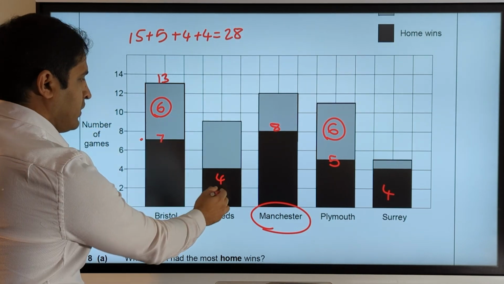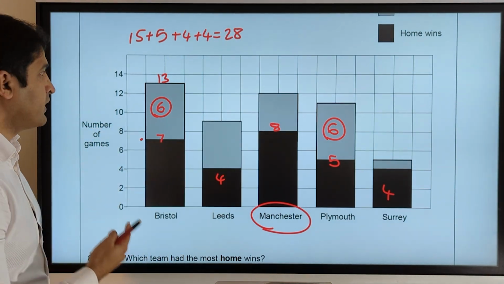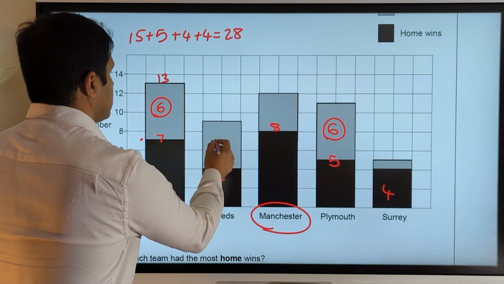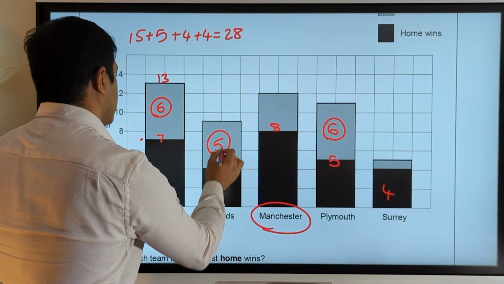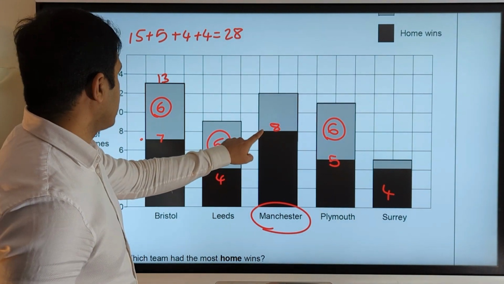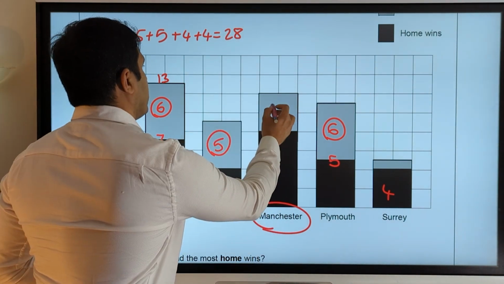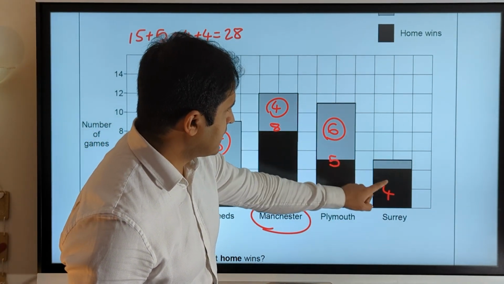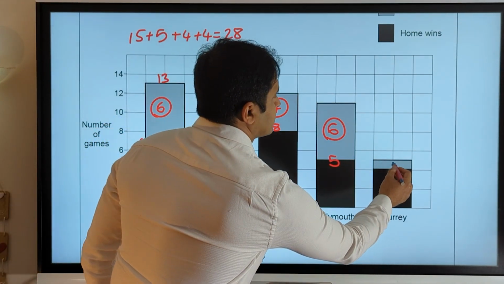So 28 home wins. Then add the away wins. So we're going from 4 to 9, so there's 5 there. I'm going to circle it. And then we're going from 8 to 12, so there's 4 there. And then we already know there's 6 and there's 1 there.